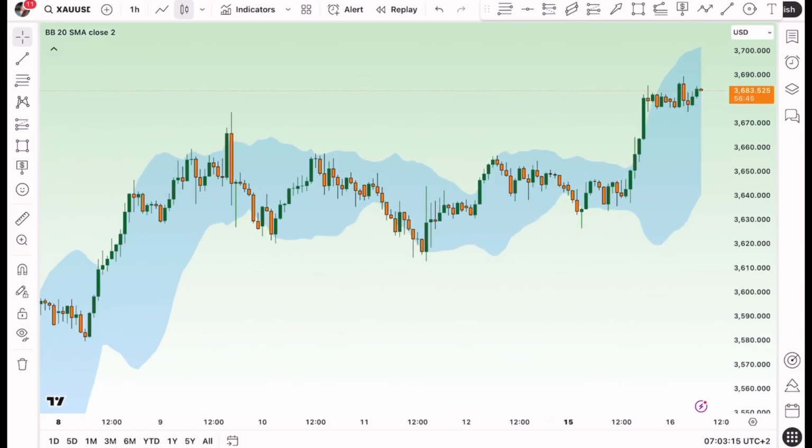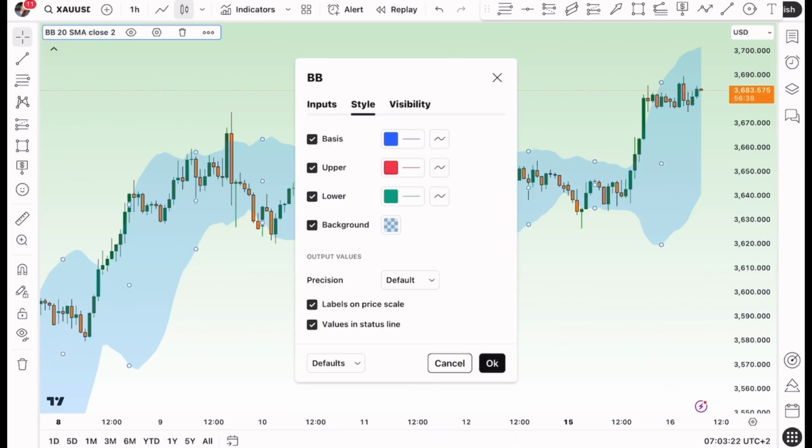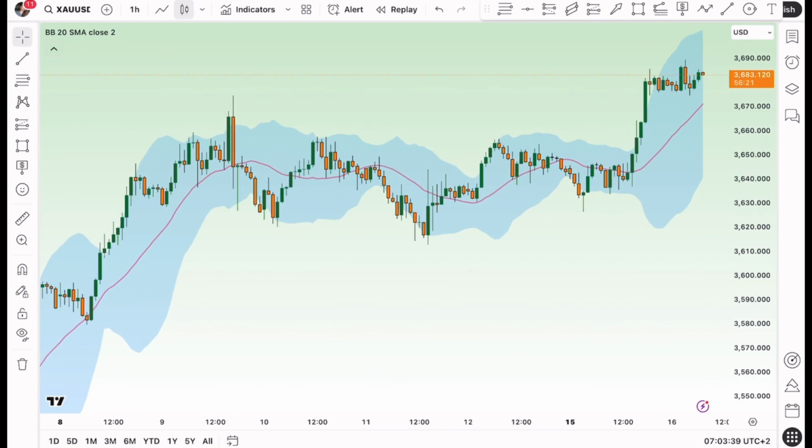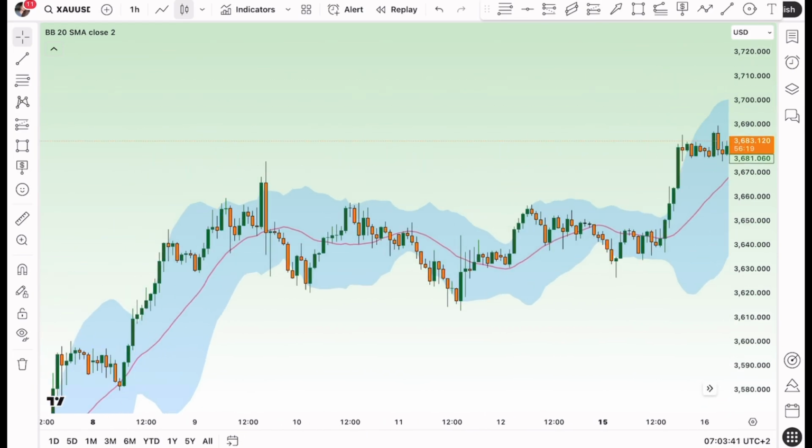First, let's understand what Bollinger Bands are. They consist of three main lines. The first one is called the middle band. This is the middle line, usually a 20-period simple moving average, which represents the midterm trend. And the next ones we call the upper band and the lower band. These two bands are a certain distance from the middle simple moving average based on the market's volatility.